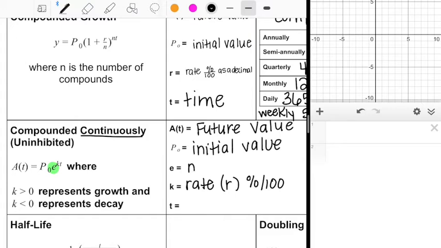Now, e is going to be my natural base. Remember, that is just a number. That's an irrational number that you're going to be able to type directly in the calculator. And your t is time.